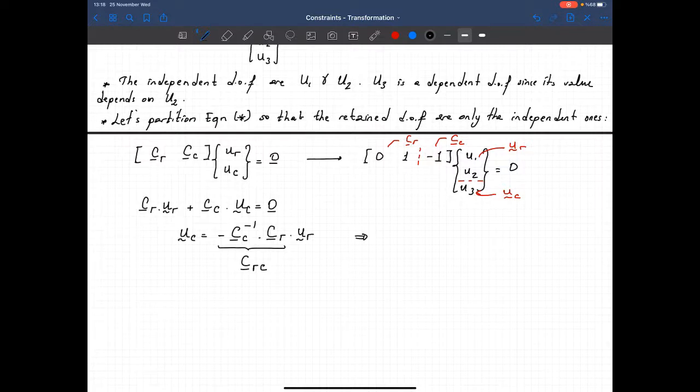Then I have the following relationship. U, which is UR and UC, will be equal to a transformation matrix multiplied by UR, and in that case the transformation matrix will be equal to the identity matrix stacked with RC. Okay, so let's put it in our pocket.